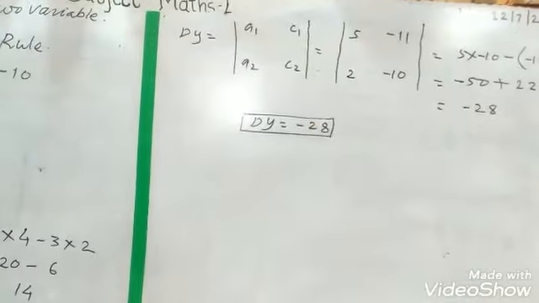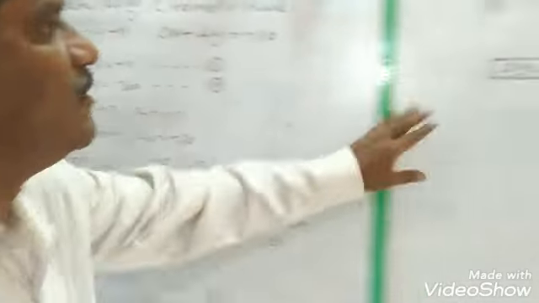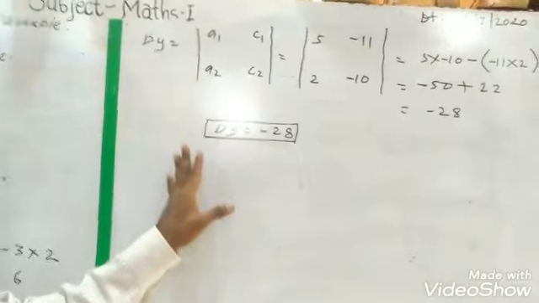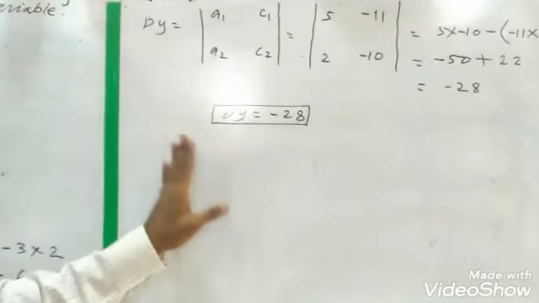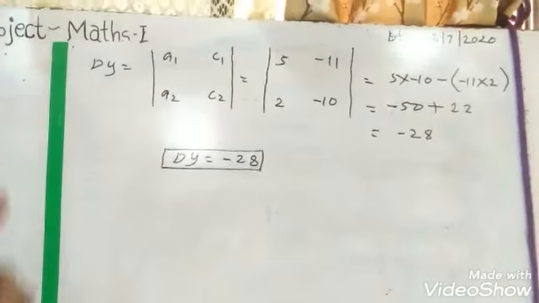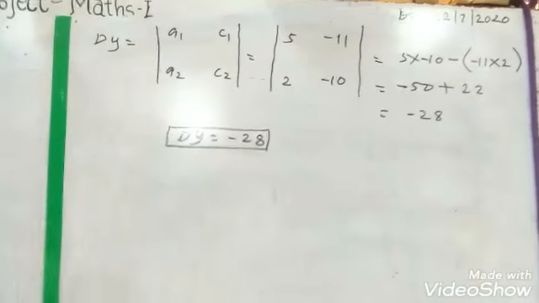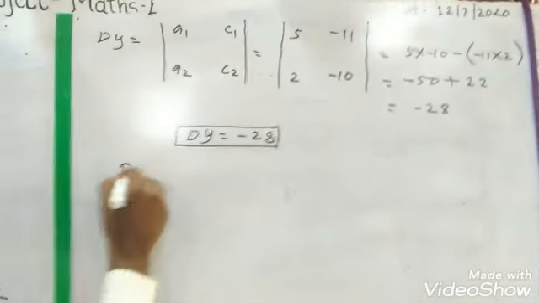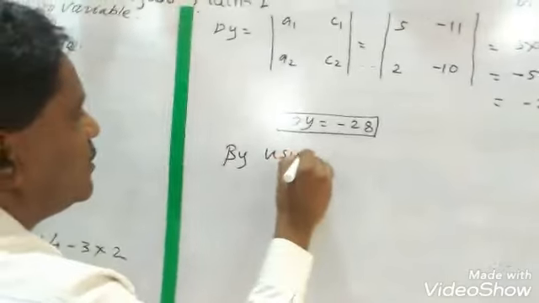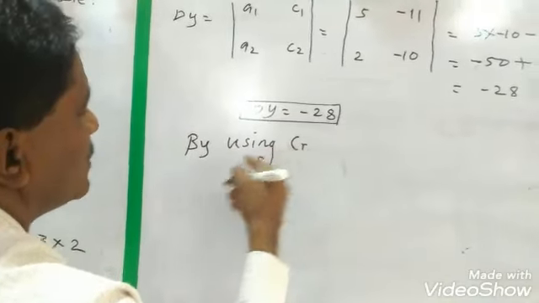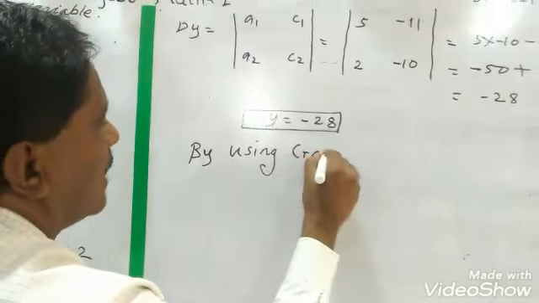We have calculated the values of determinants D, Dx, Dy. Clear? Now we have to calculate the value of x and y, so by using Cramer's rule. This is the most important.